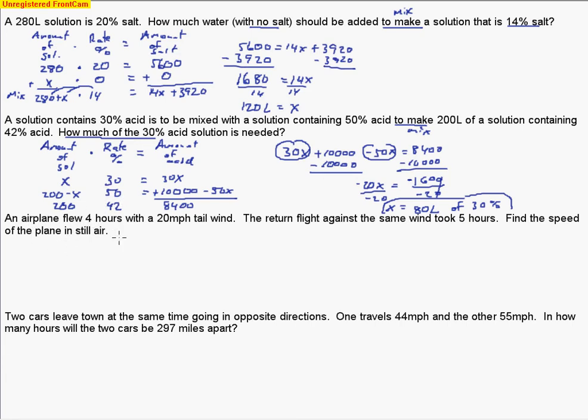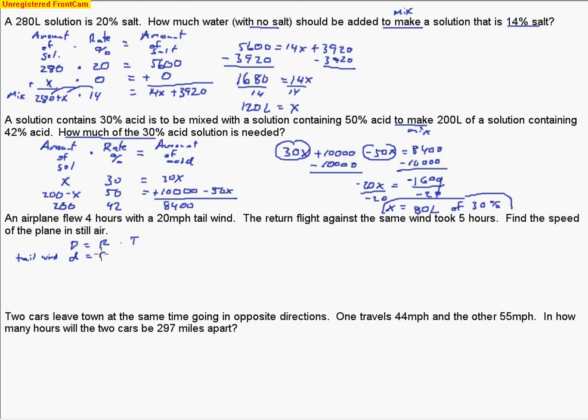An airplane flew 4 hours with a 20-mile-an-hour tailwind. So what we've got here is a distance equals rate times time problem. So we've got this tailwind. Tailwind means that you are adding the rate of the wind to the rate of the plane. It doesn't tell us how far we went, so we'll just put a d in for the distance, but we know a component of the rate. We don't know the plane speed, and that's actually what we want to find: how fast the plane went in still air.